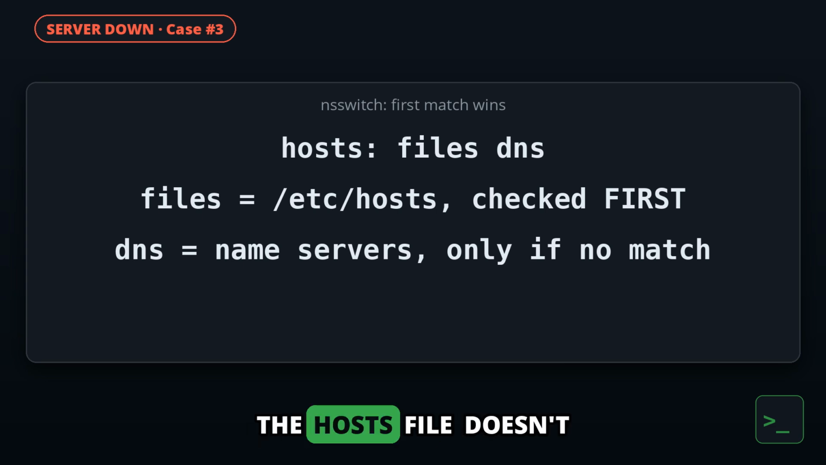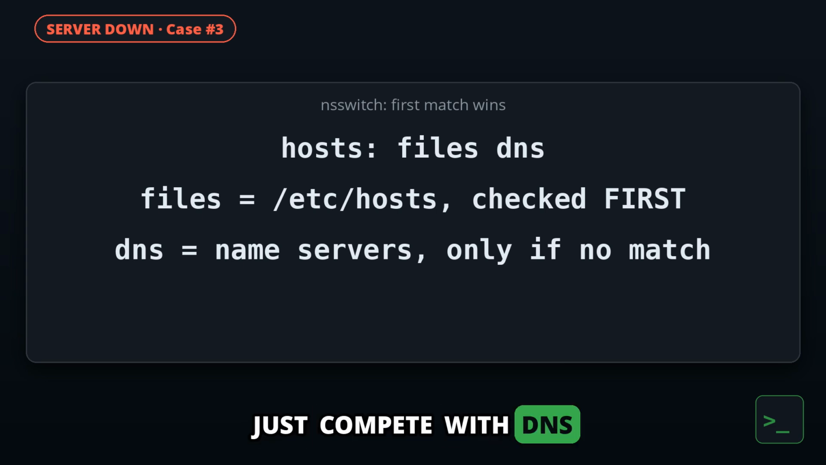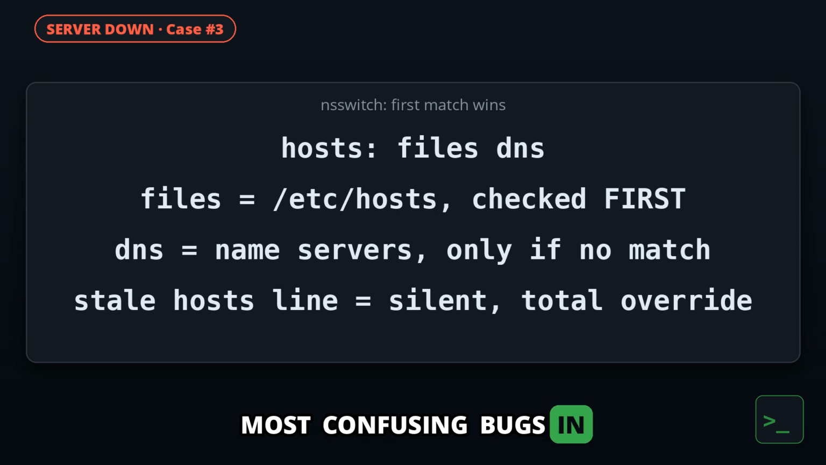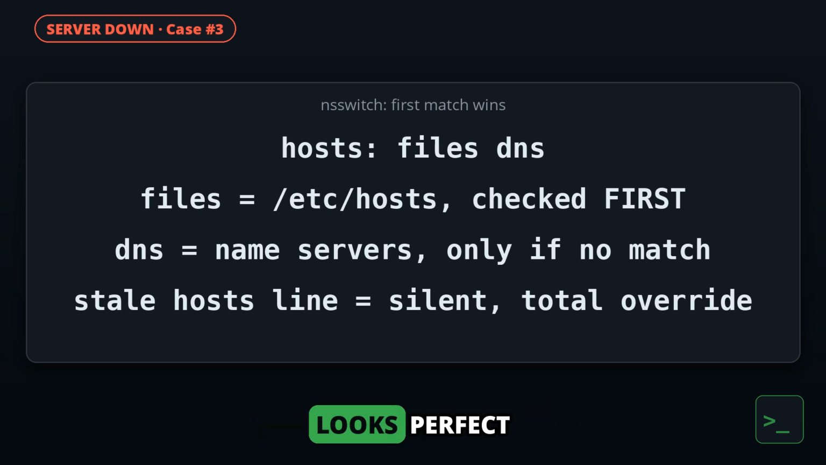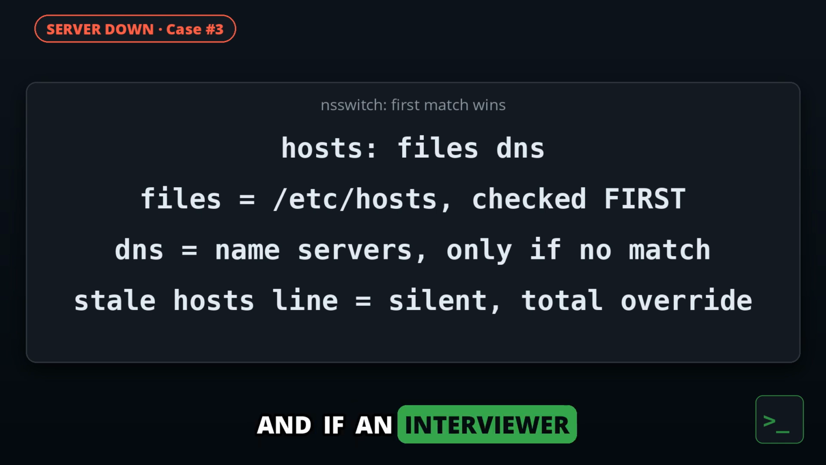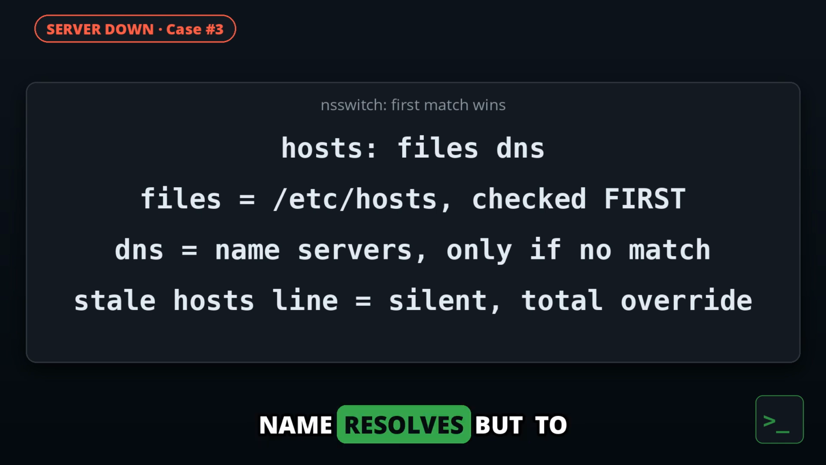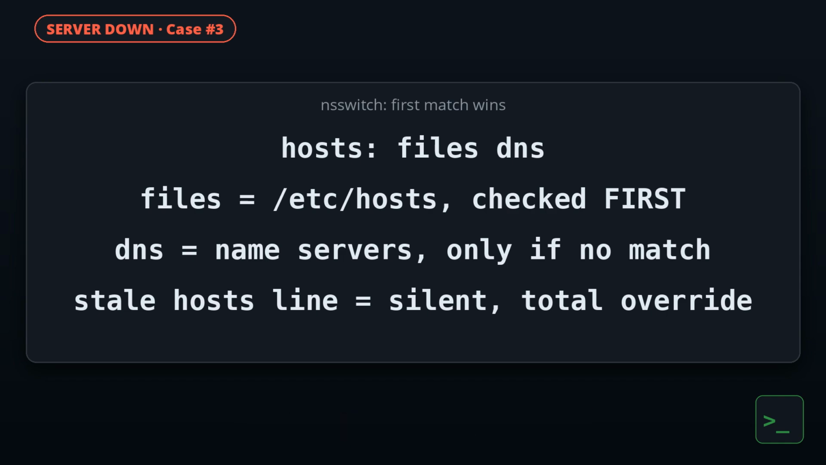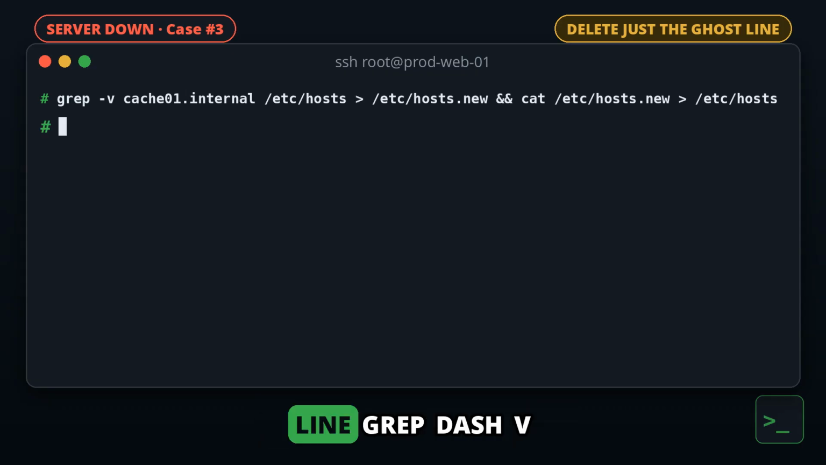So an entry in the hosts file doesn't just compete with DNS, it overrules it, which makes a forgotten hosts entry one of the most confusing bugs in Linux. DNS looks perfect. The answer is still wrong. Now you know exactly where to look. And if an interviewer ever asks why a name resolves, but to the wrong address, this single line is your answer. Let's remove that one line.